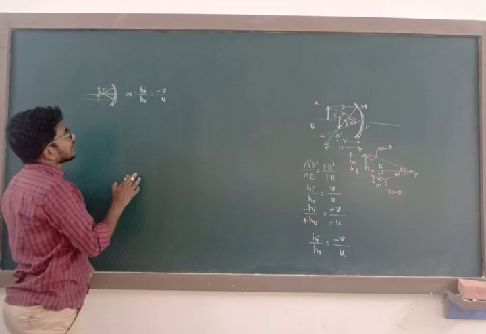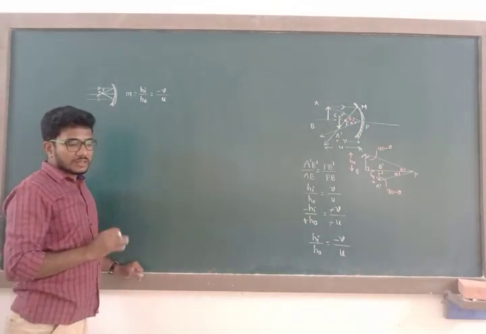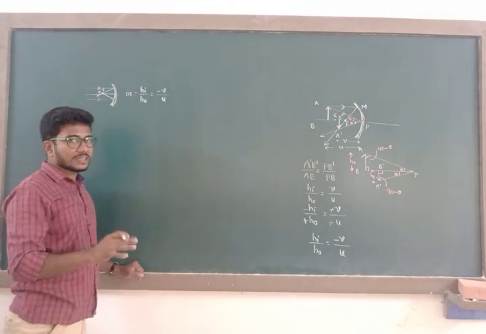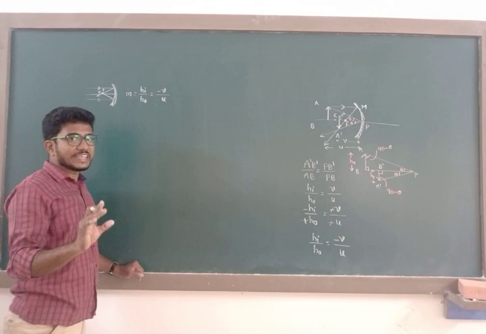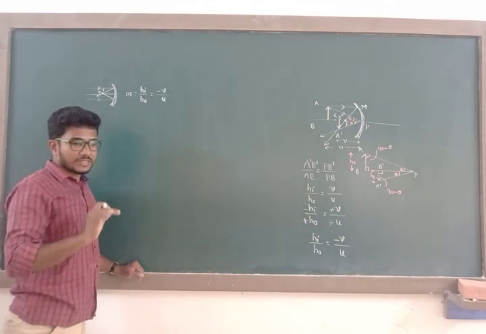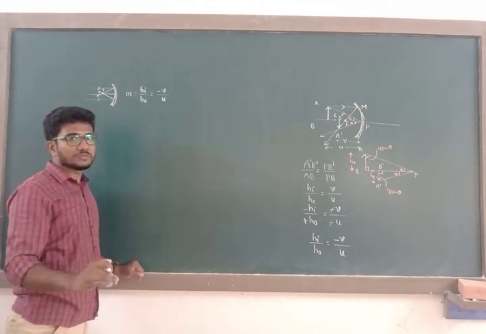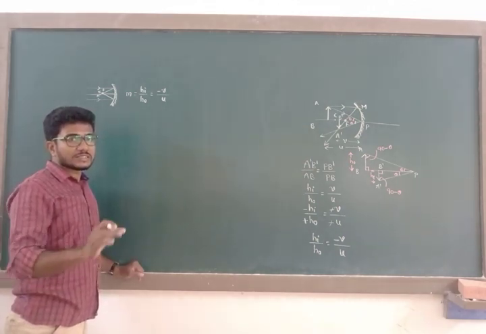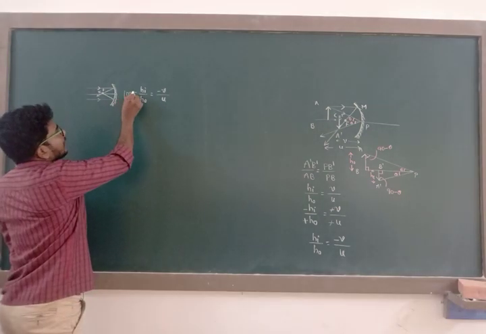For our convenience, let us consider the magnitude value, because I already told you that linear magnification is just a number. It measures the size of the image with respect to the size of the object. If the image is smaller, how much smaller? If the image is bigger, how much bigger as compared with the size of the object. Magnitude value of linear magnification.